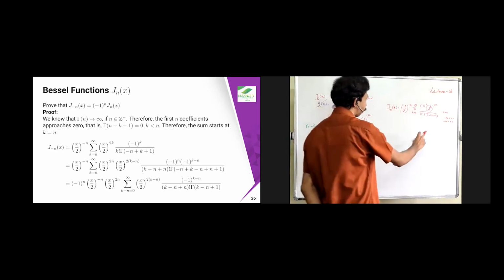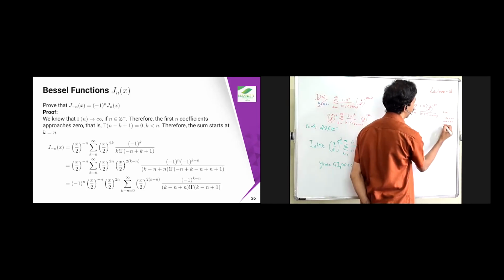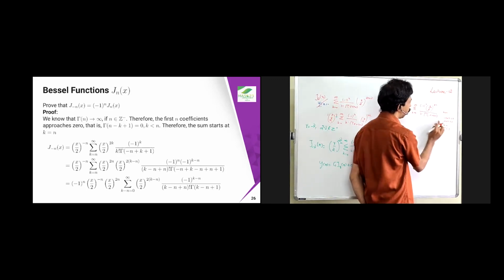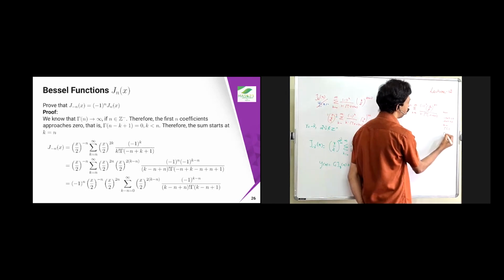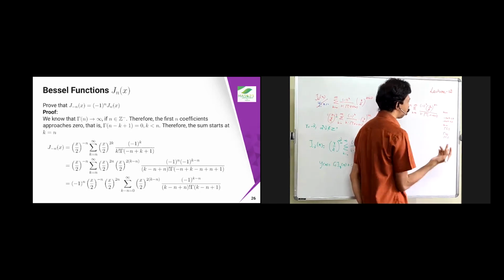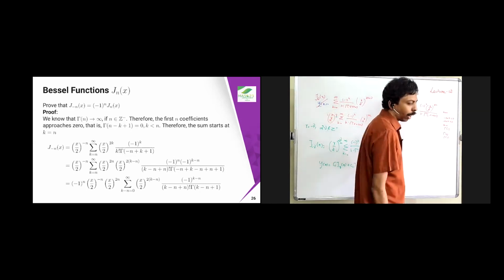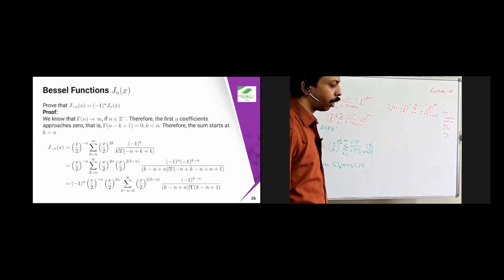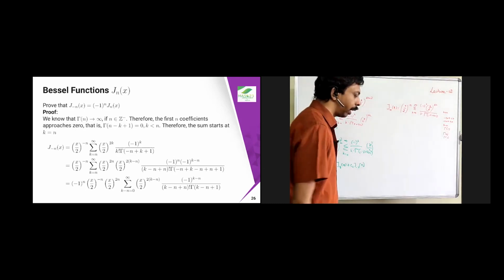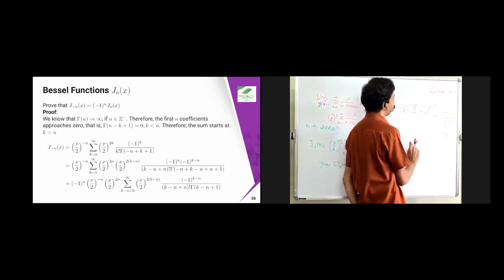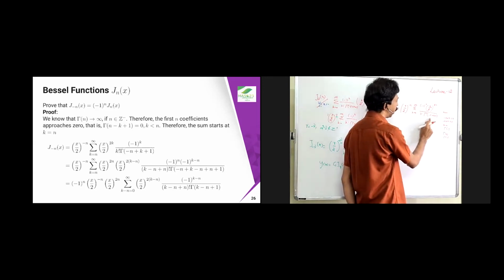Because when k equal to n, you are going to get gamma of 1. When k is less than n, you are going to get gamma of 0, gamma of minus 1, gamma of minus 2, etc. We have already assumed that gamma tends to infinity for negative integer arguments. Therefore, when k equal to n it survives, and the remaining terms are infinity, and since they are in the denominator, they go to 0.